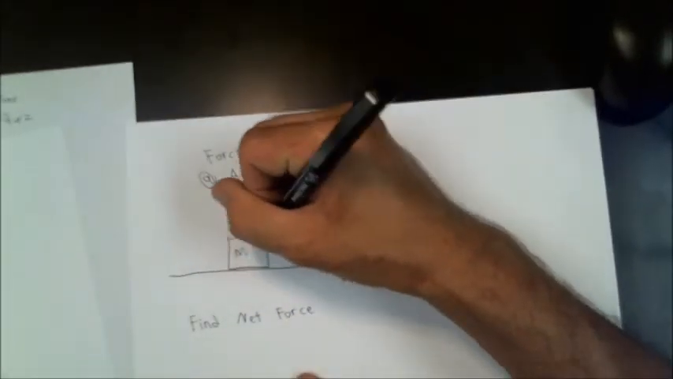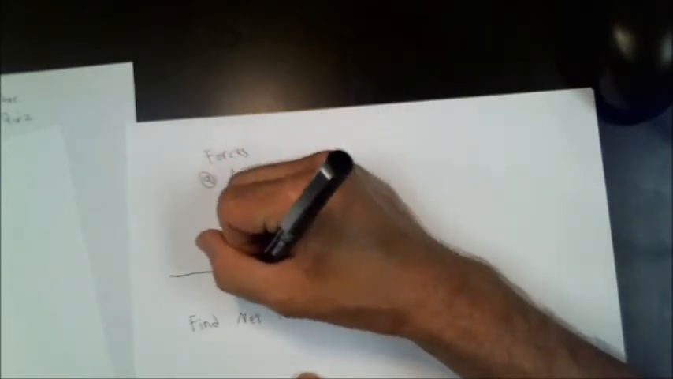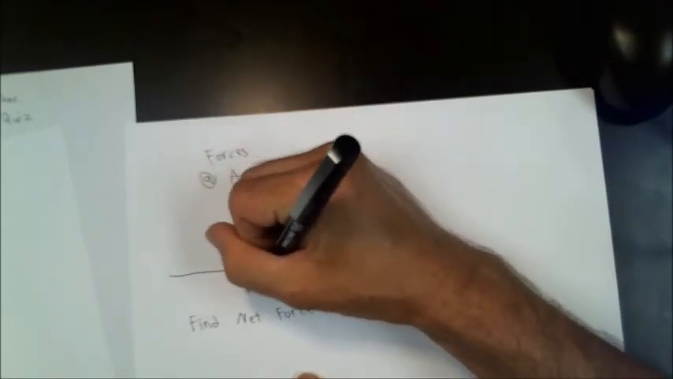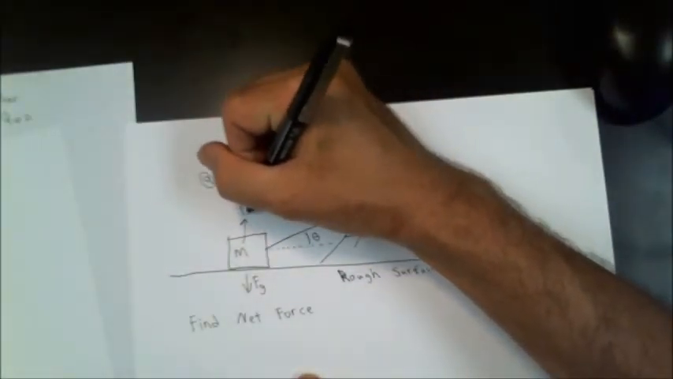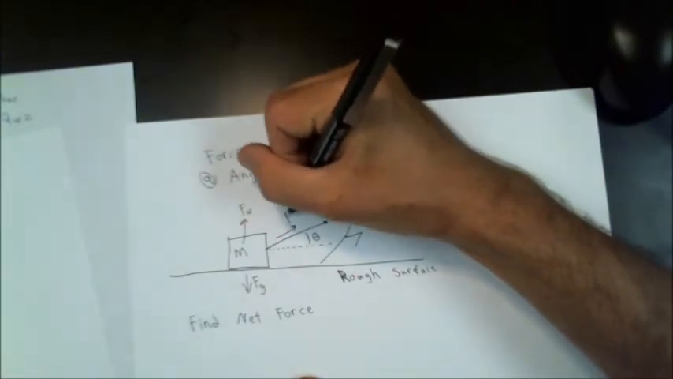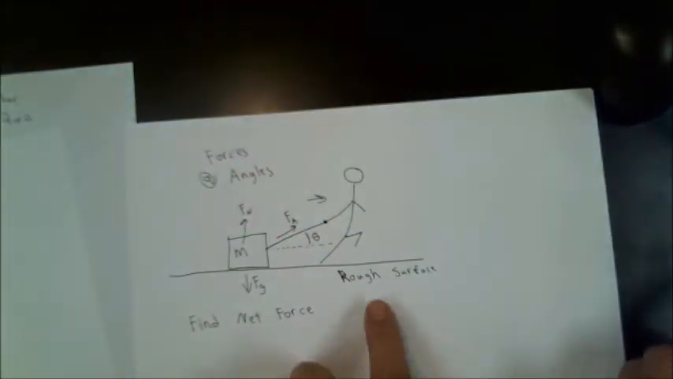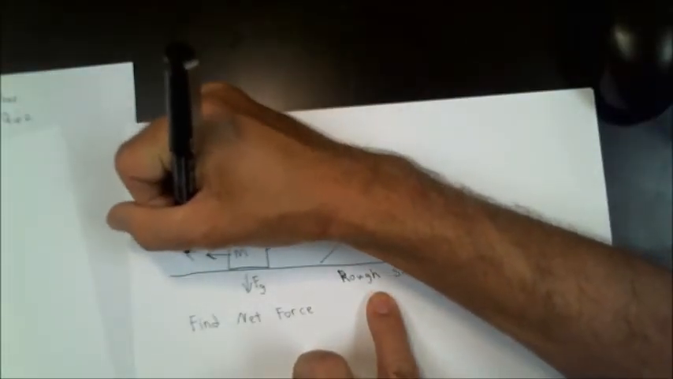So, first I should draw my force diagram. I'm going to put F of G this time going down. I've got a normal force, F of N, and then right here we have an applied force, F of A. And since this is a rough surface, we also have a resistive force going this way, F of F.